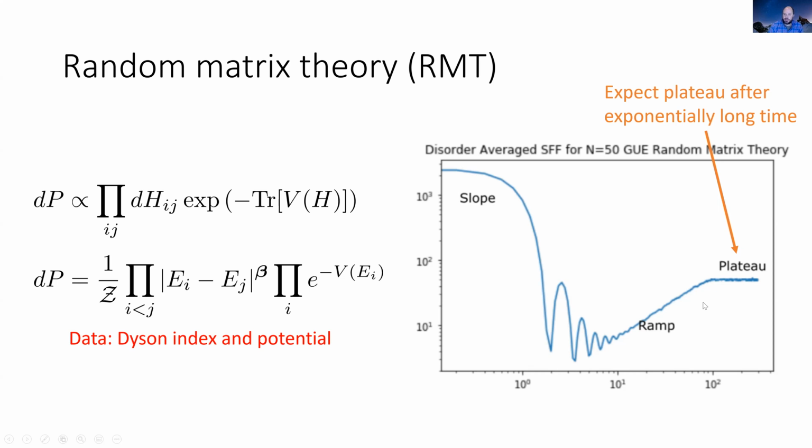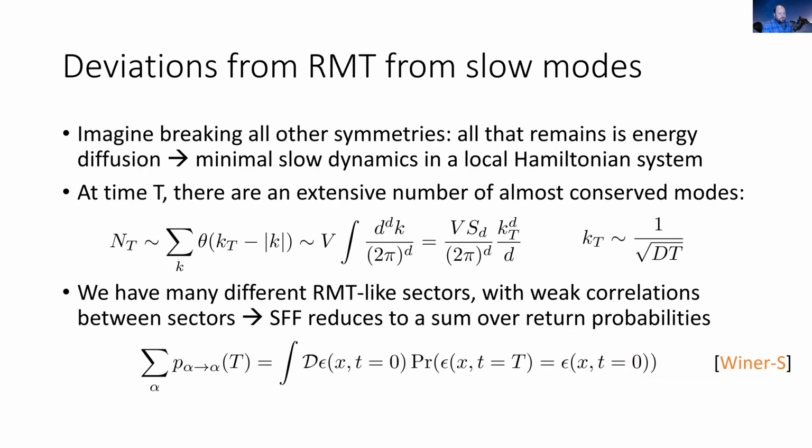And then at very late time, you reach what's called a plateau, which is where you reach a time of order the nearest neighbor level spacing. And then there are no more states to correlate, and so you get this plateau behavior. Okay, but that's a random matrix.